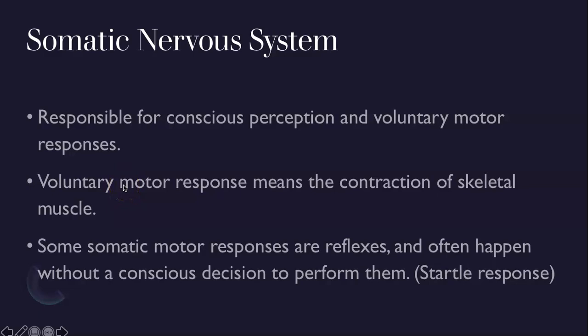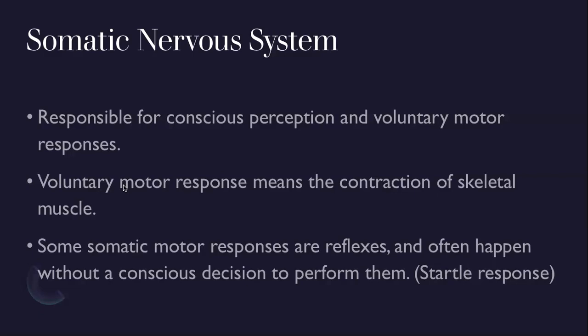Okay, so let's talk about three further divisions. The first is the somatic nervous system, which is responsible for the conscious perception and voluntary motor responses. Remember, voluntary means that it's contraction of skeletal muscle, but sometimes skeletal muscle can move without you thinking of it. We call those reflexes. And those, like I said, happen without a conscious decision to perform them.